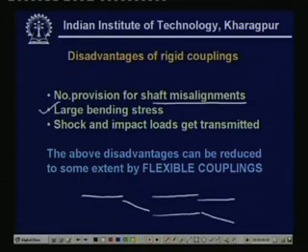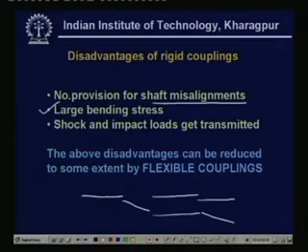Then large bending stress develops. Whenever there is misalignment, if you want to bring the shafts together, then a large bending stress is developed, and that is detrimental, because when the shaft runs, then it leads to large fatigue loading also. Again, if we attach the rigid coupling where there is a large bending moment due to various other reasons, then also the bending moment is quite detrimental. The last point, and which is very important, is that shock and impact loads get transmitted. So, the rigid couplings are not capable of providing any cushion to the shock or impact loads.